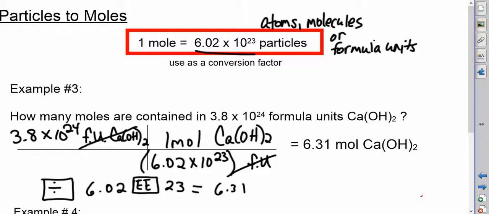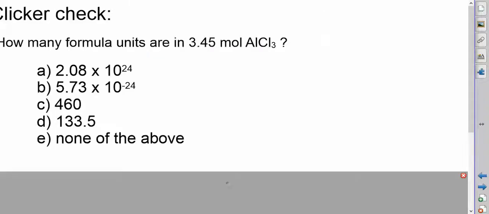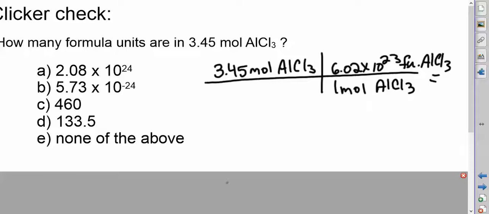Clicker check. See if you can get the right answer here. How many formula units are there in 3.45 moles of aluminum chloride? Go ahead and hit your pause button and try this, because I'm about to work it out. And this is the correct answer. Hopefully you got that.